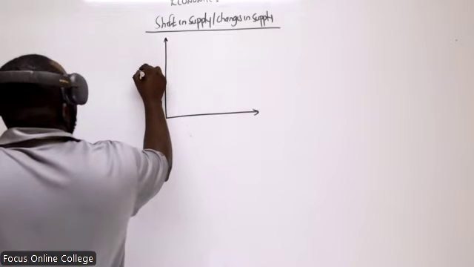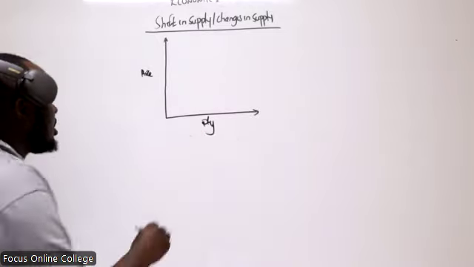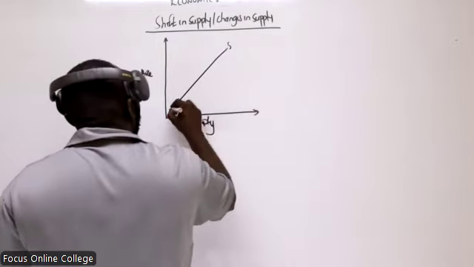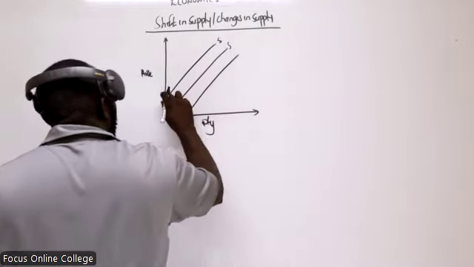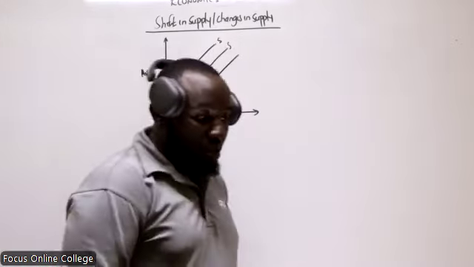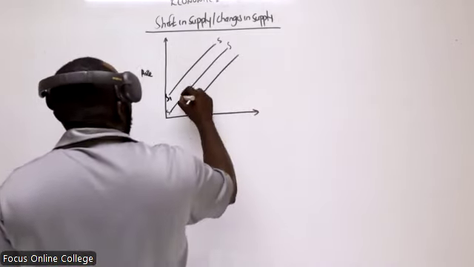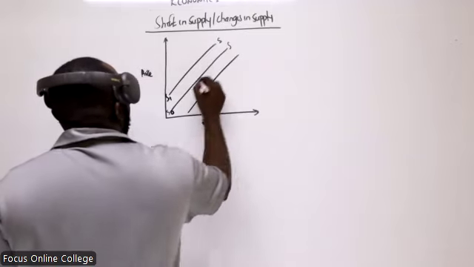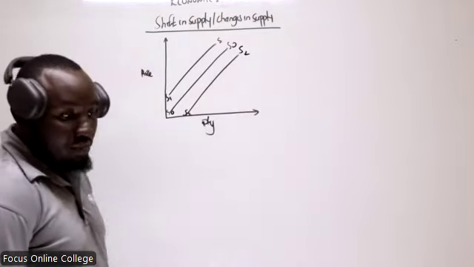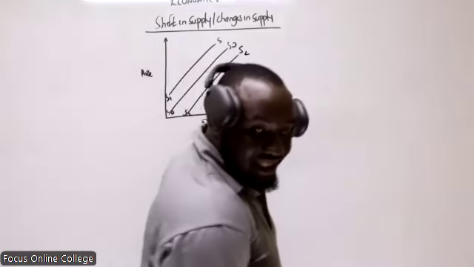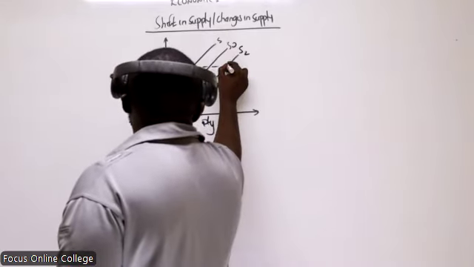So this is the y-axis. This is price. This is quantity. This is the normal supply. We call it S1, this is S0, this is S2. Together, team. On this, we remember that price is constant.